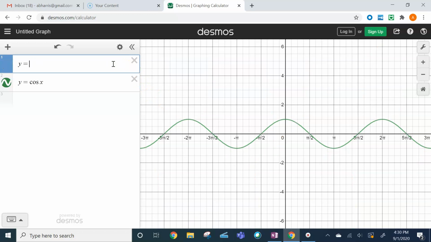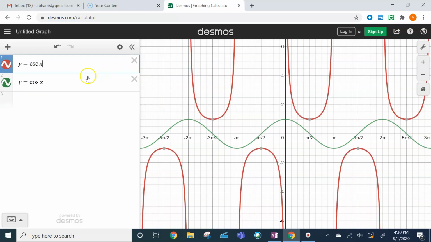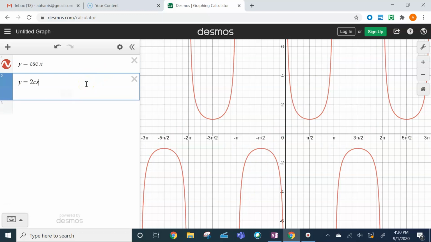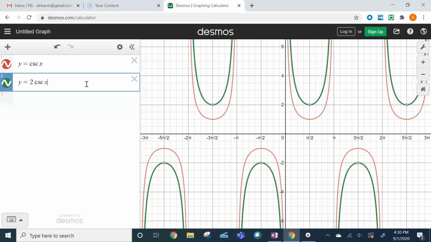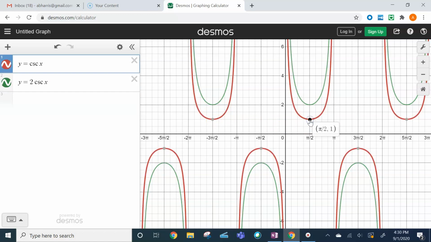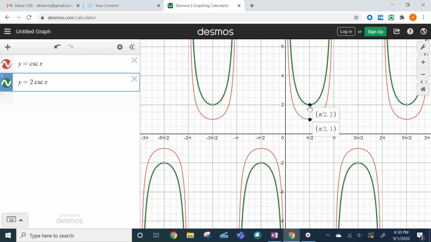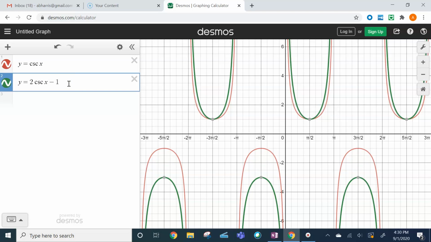So let's do the cosecant function. Cosecant of x. So the first thing is you want to think about the stretch on it. 2 cosecant of x. As compared to green, notice instead of at pi halves 1, now it's stretched that out, vertically stretched that, it's now pi halves 2, right? You could take some other points like pi fourths and it multiplies it by a factor of 2, right? It stretches that out vertically. But it's 2 cosecant of x, and then it drops it down 1, moves the entire green down 1.